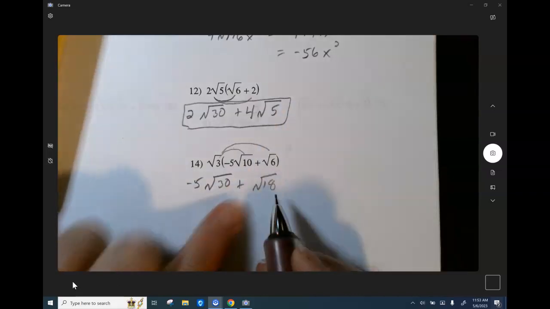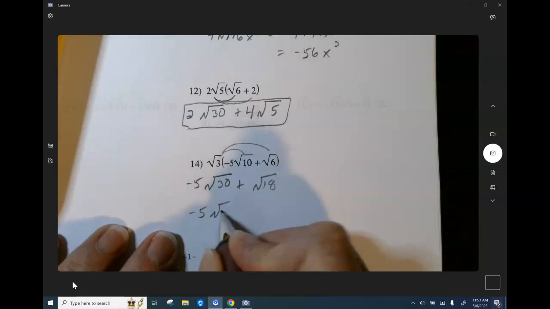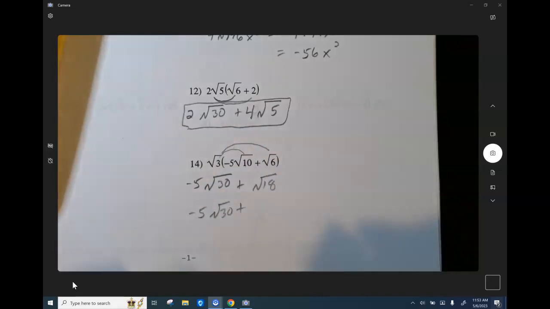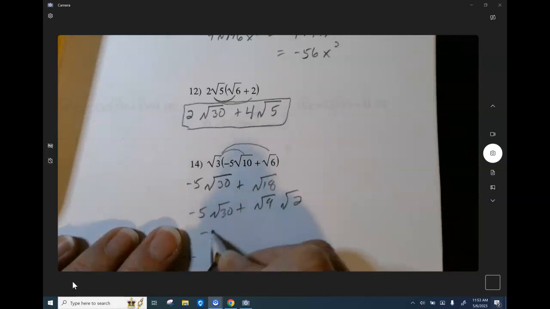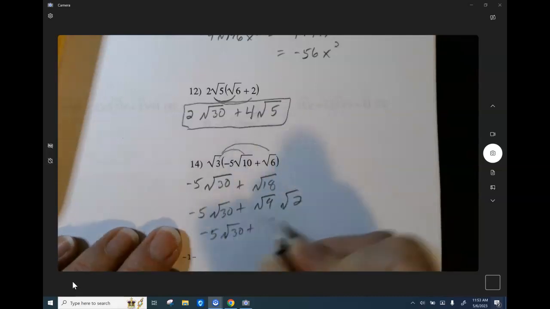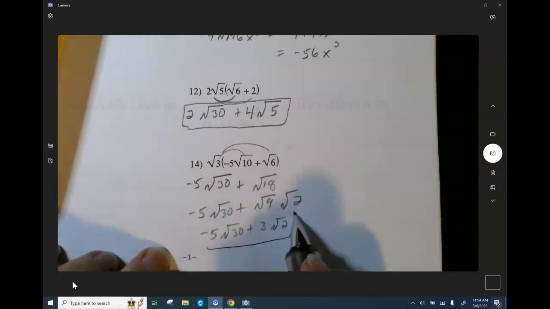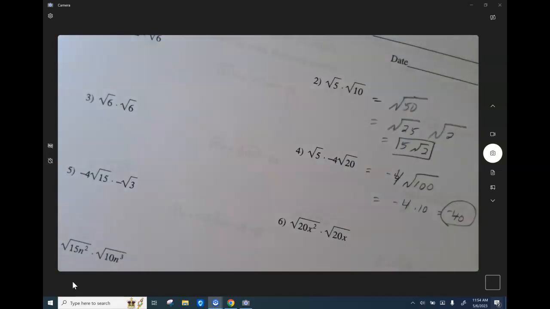30 doesn't break down, but 18 does. And you're going, so what? Well, you have to have it in simplest form. So 18 breaks into 9 and 2. So I have negative 5 square root 30. Square root of 9 is 3 square root 2. Not like radicals. Can't combine them. That's your final answer. Let's go to the next page.